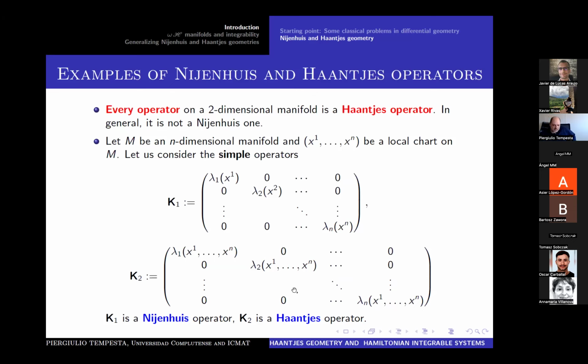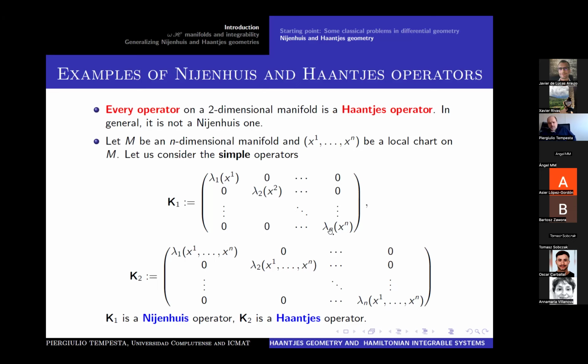Okay, let's have a first example. So, two examples. The first class of examples is given by every operator on a two-dimensional manifold. This is a sort of trivial case. Every operator on a two-dimensional manifold is always Haantjes, but in general it's not Nijenhuis. So already in lower dimensions, we will see the difference between the two kinds of operators. But if we go to n dimensions, and we want the simplest example where one can appreciate the difference between Nijenhuis and Haantjes operators, this could be the answer.